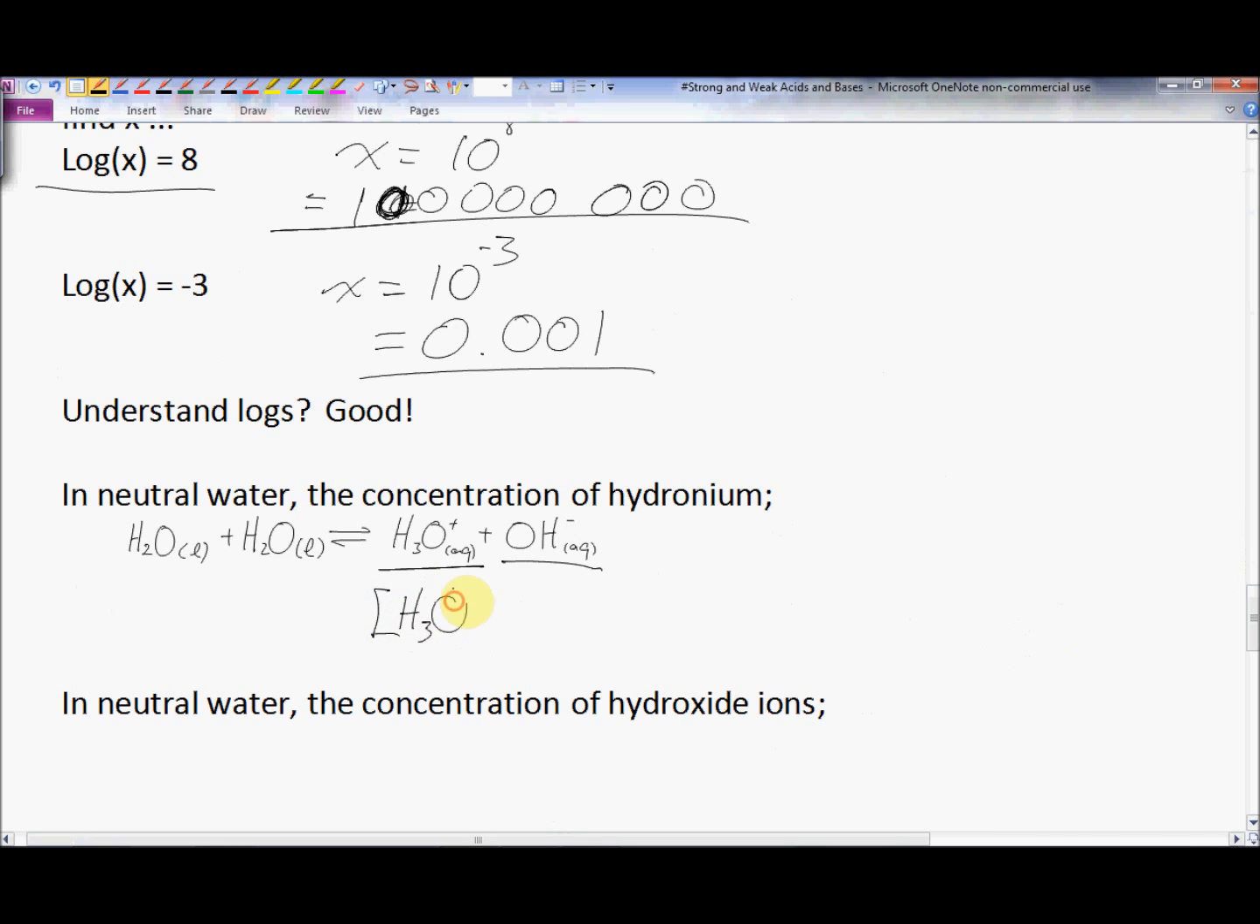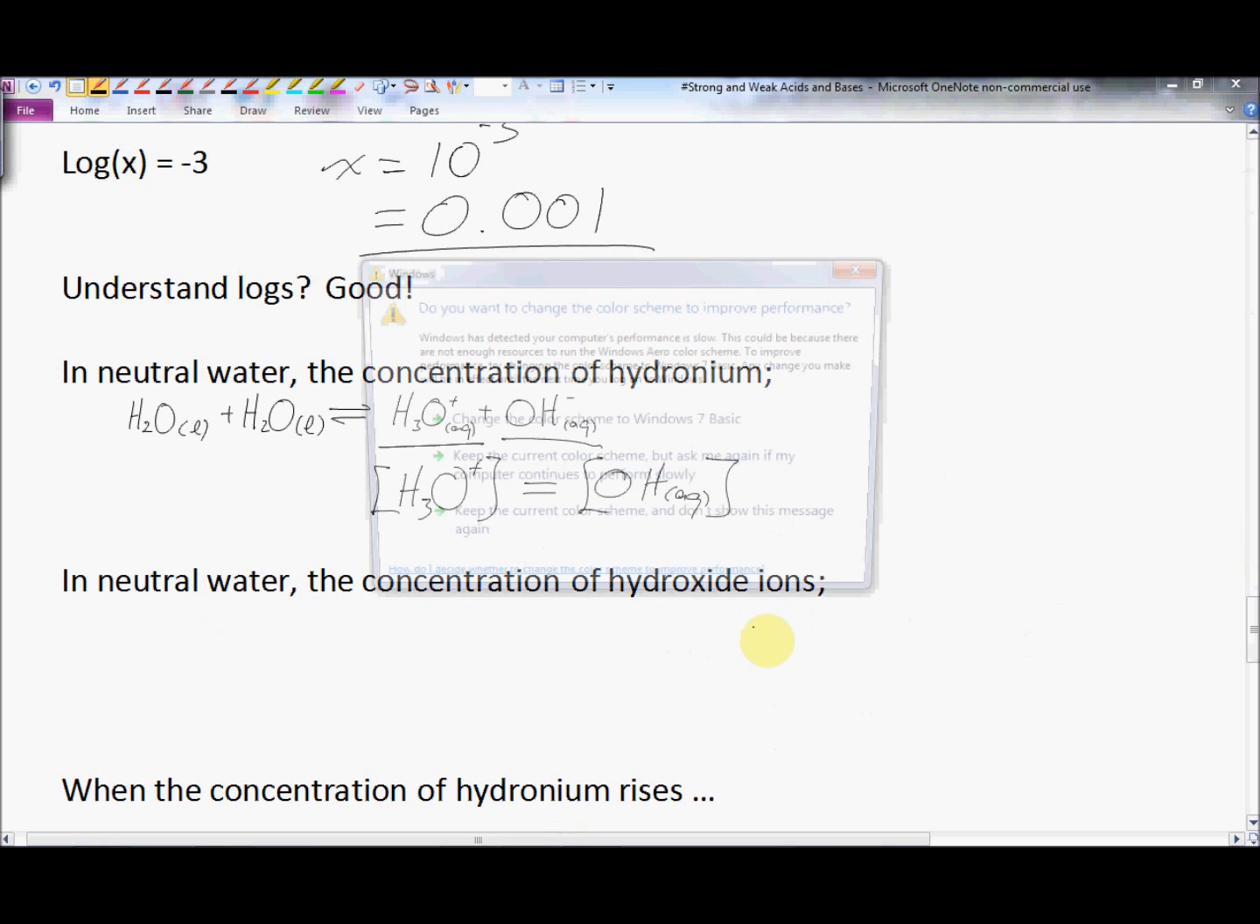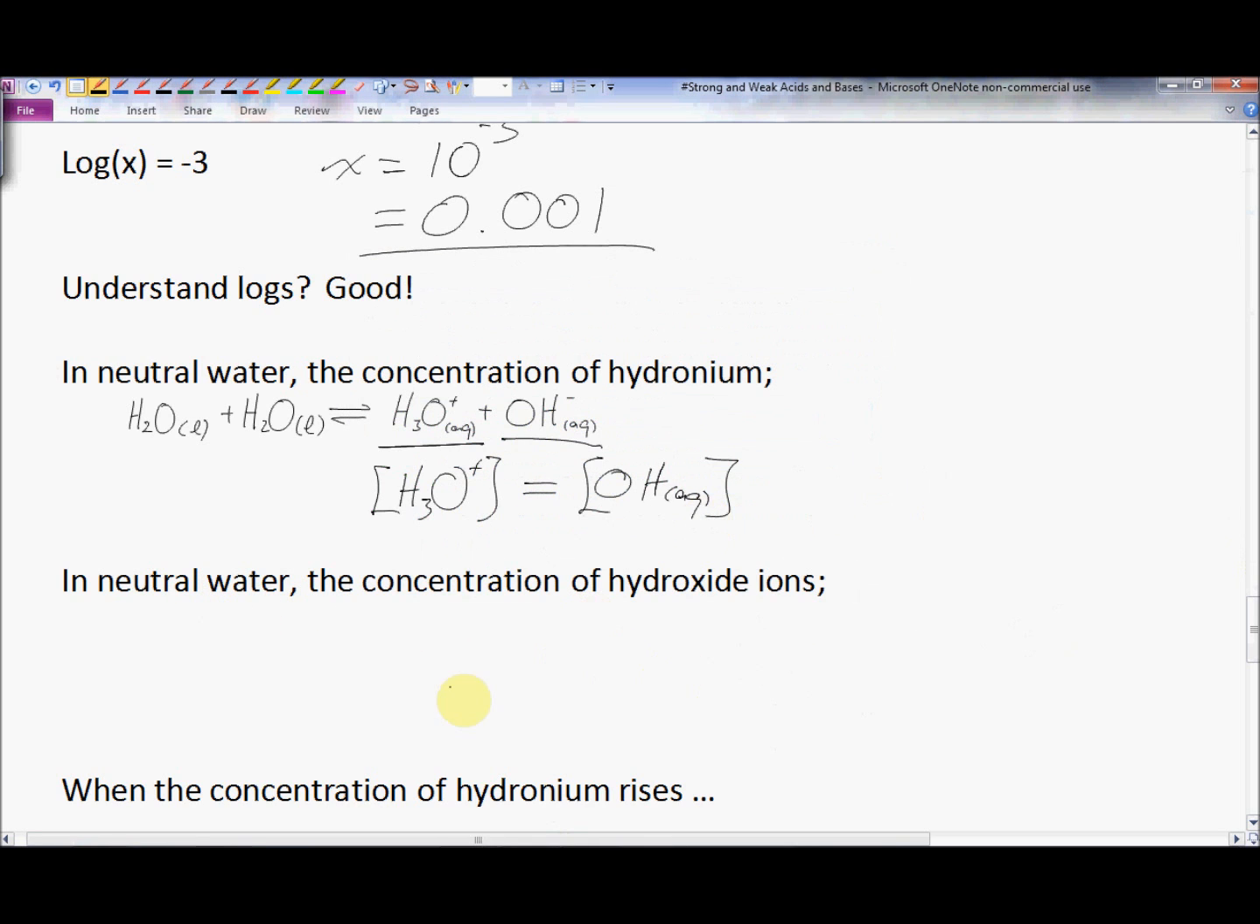These square brackets are a way of representing concentration. So we could state this as the concentration of hydronium is equal to the concentration of hydroxide. This would be in neutral water. Now the actual concentration of hydroxide ions in neutral water and the actual concentration of hydronium ions in neutral water is 10 to the power of -7.